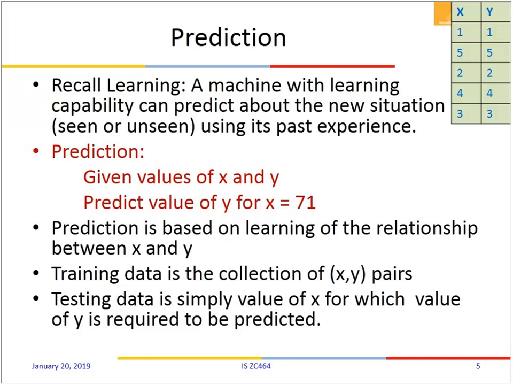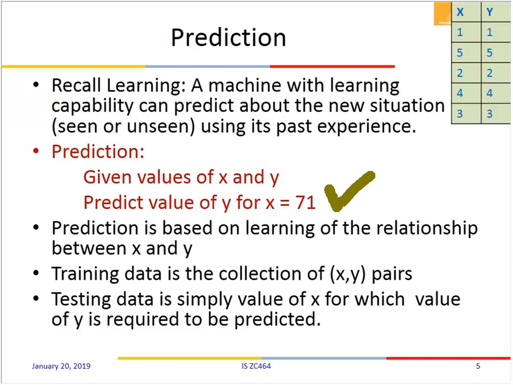When the x value was 5, then the y value was 5. When the x value was 2, then the y value was 2. Of course, a very, very trivial relationship I have taken for the first example. So, what will be the unseen situation in this entire experience? Unseen would be to predict the y value for x equals 71. 71 is such a value which the system has never seen. And for this, it is going to predict the value of y, and according to us, it should be equal to 71. All of us have been able to associate a kind of linear relationship between x and y.